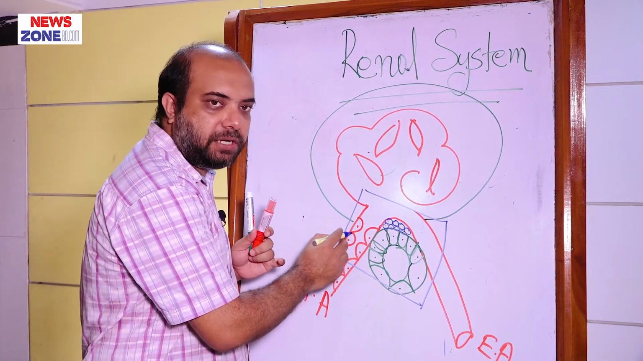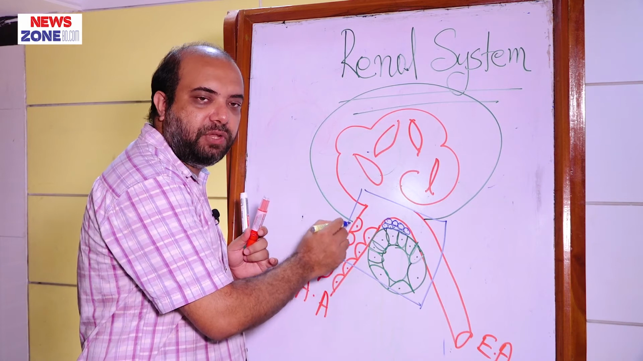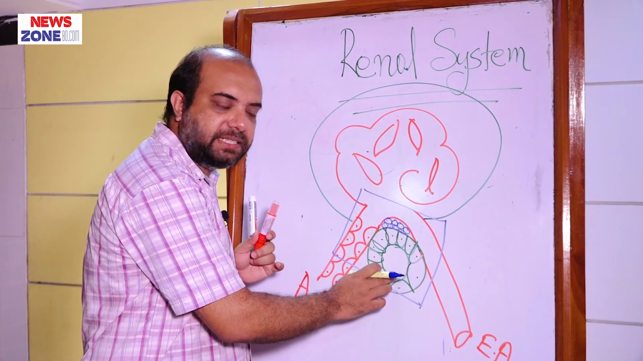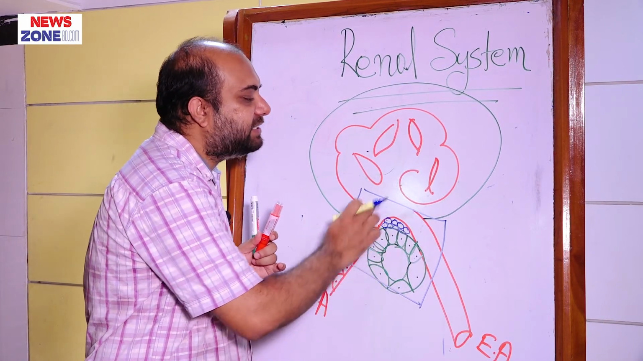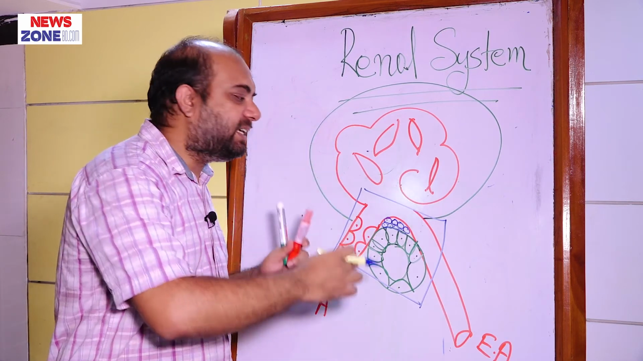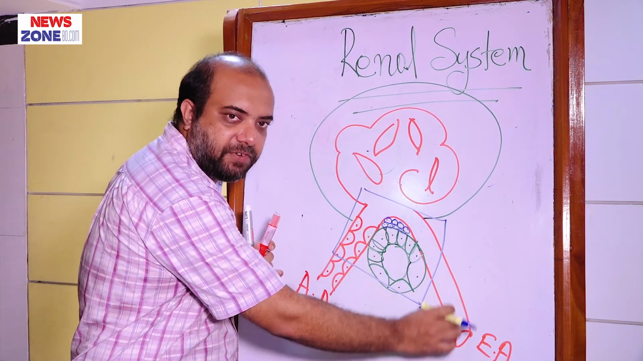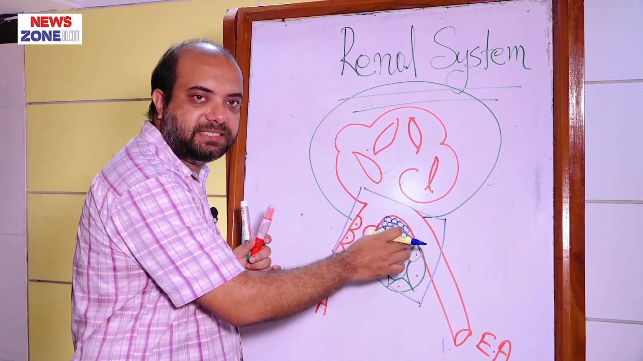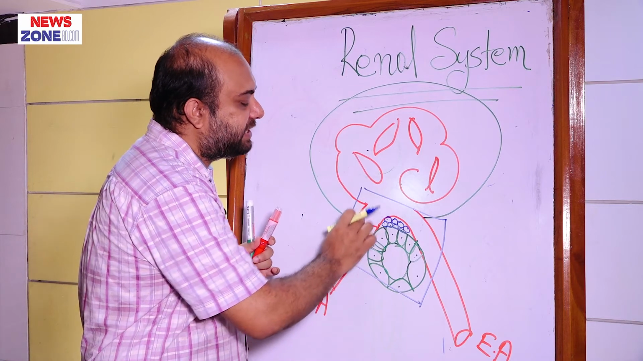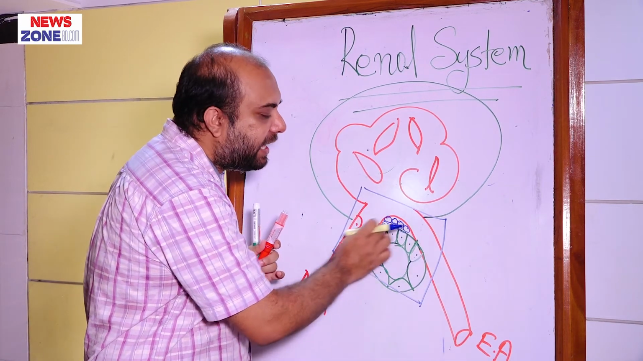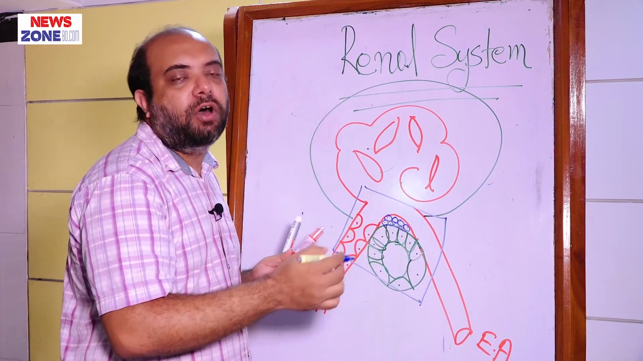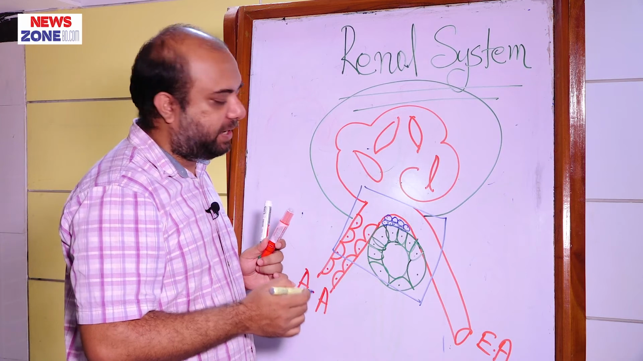First one is epithelioid cells present in the tunica media of afferent glomerular arteriole. Second cell is macula densa cells, which are tightly packed and situated in the early portion of distal convoluted tubule, which is in close proximity of afferent and efferent arteriole. And the third cell is Lacy cells, which is situated in between the junction of afferent and efferent arteriole and the macula densa cells, and all these three cells comprise the juxtaglomerular apparatus.